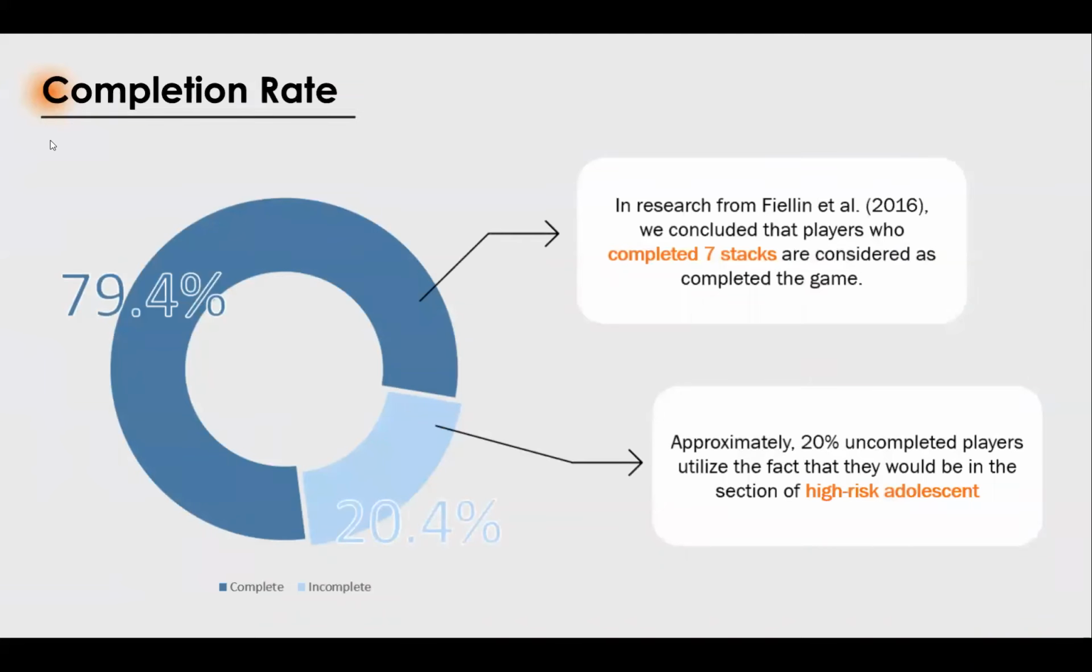This is the completion rate. Approximately 20% of uncompleted players utilize the fact that they would be in the section of high risk adolescents.